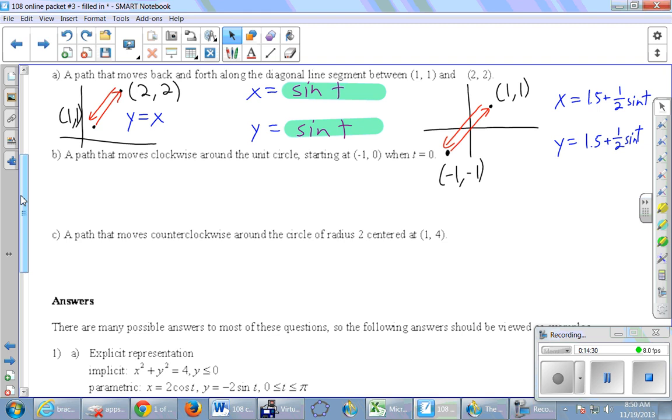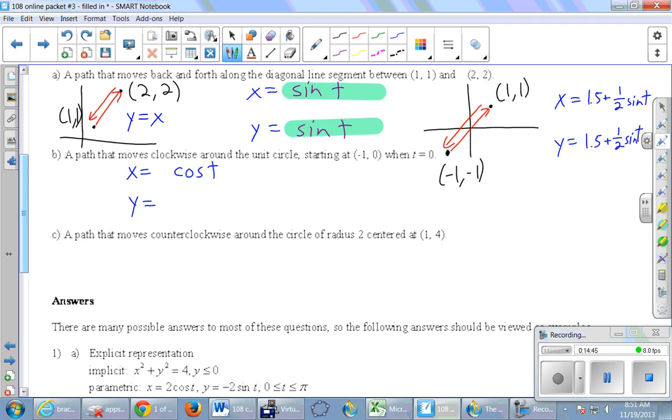Okay, part B, a path that moves clockwise around the unit circle, starting at -1, 0 when t is 0. Okay, lots of answers to this one. We need to make sure it starts at -1, 0. So because the 1 is in the x, that's where the cosine has to go. Put the sine over here.